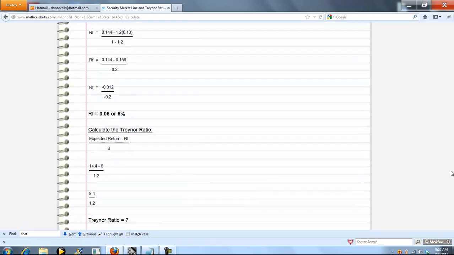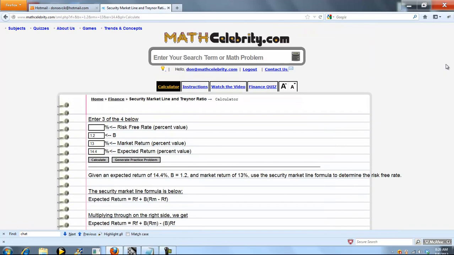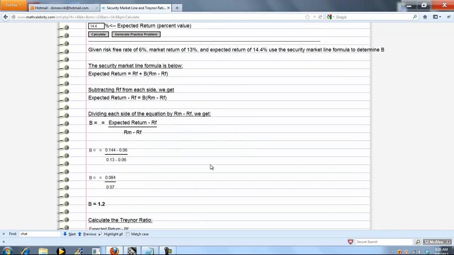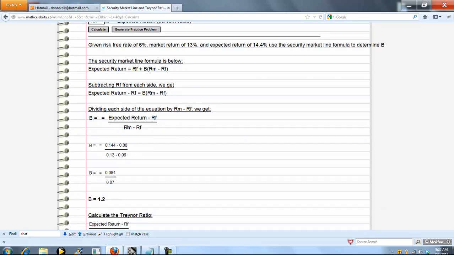So now let's go ahead and plug in 6 and solve for beta. We should get 1.2. We're going to, again, do some algebra, multiply through, simplify, and we've got beta isolated. So we plug in our numbers, simplify, and we get 1.2, which is great.